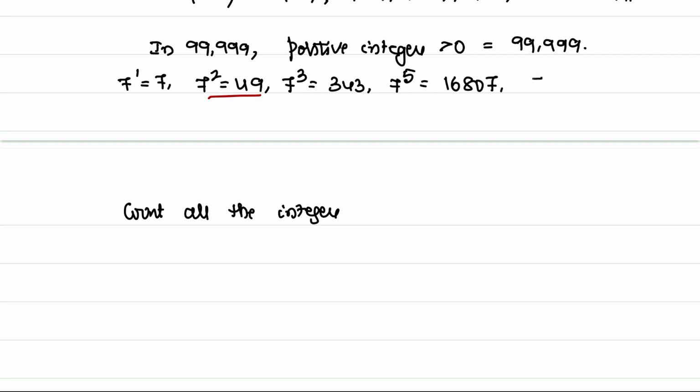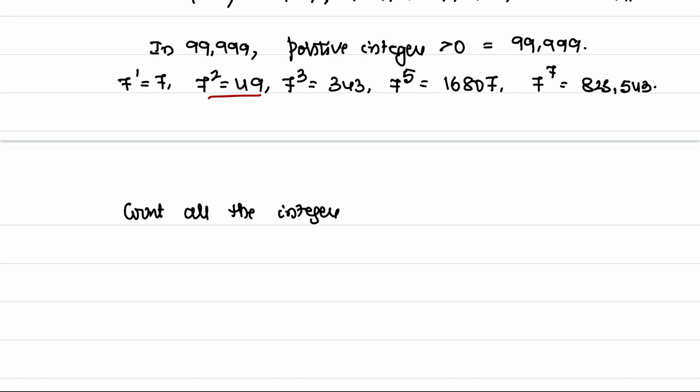What is 7 to the power of 7? It is just a multiplication. Don't worry much about it. 7 to the power of 7 is 823,543.